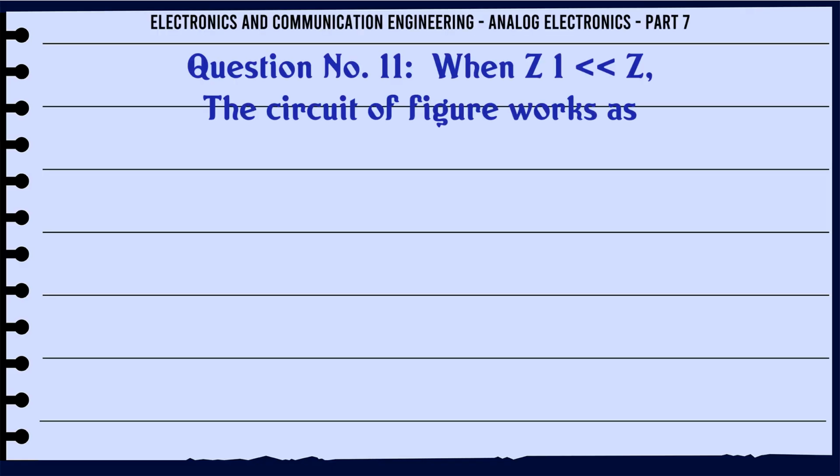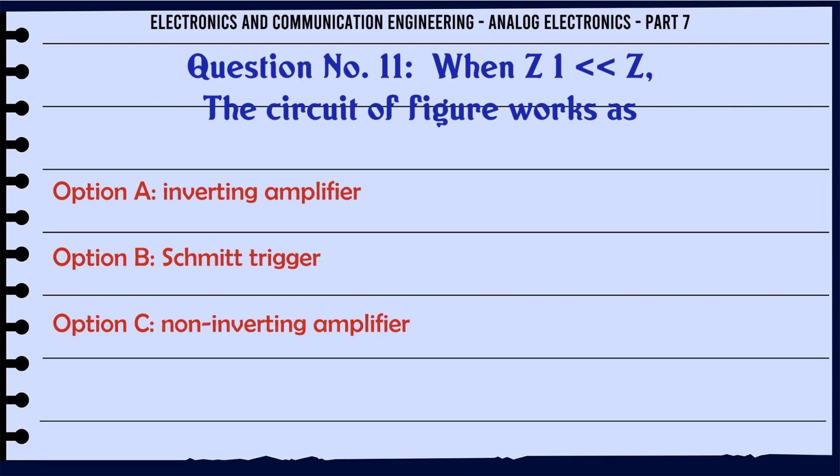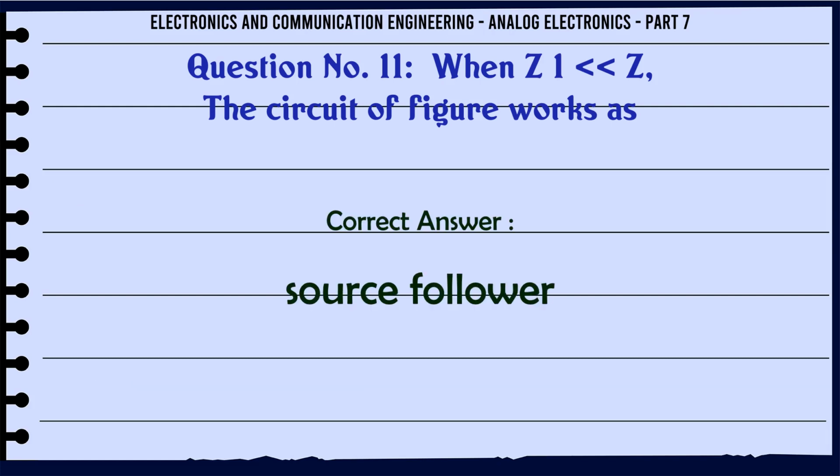When Z1 = Z, the circuit of figure works as A. Inverting amplifier, B. Schmitt trigger, C. Non-inverting amplifier, D. Source follower. The correct answer is source follower.